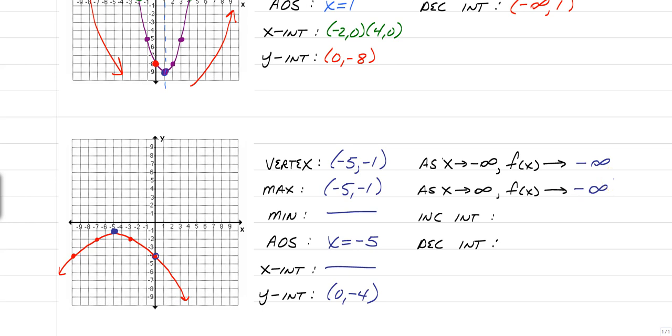That's where f of x is approaching. Our increasing interval, it's going up from -infinity. So it's -infinity, and it stops once we get to an x value of -5. And then once we get to that -5, it starts to decrease, and it will continue to decrease as x gets larger and larger into positive infinity.